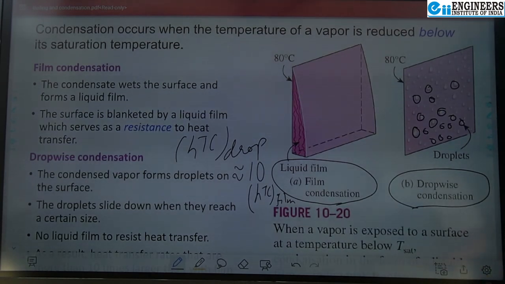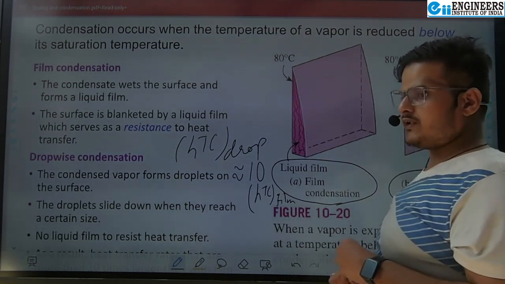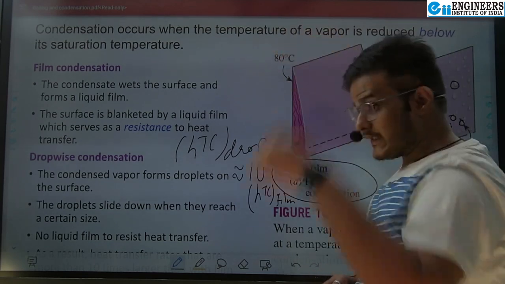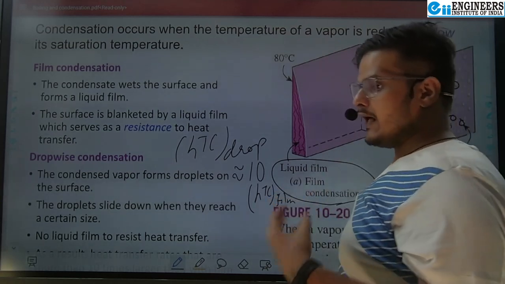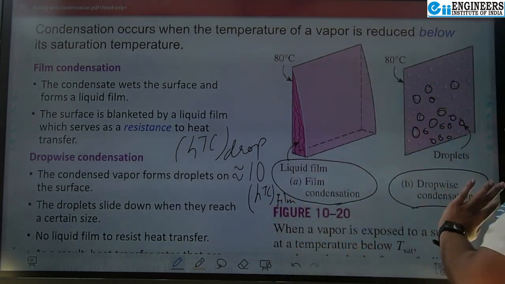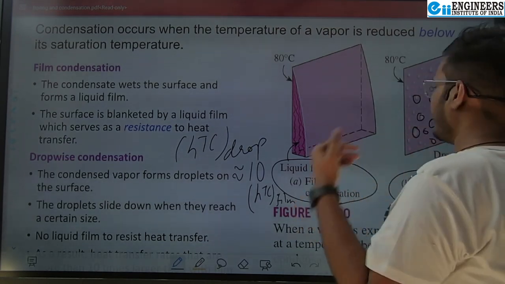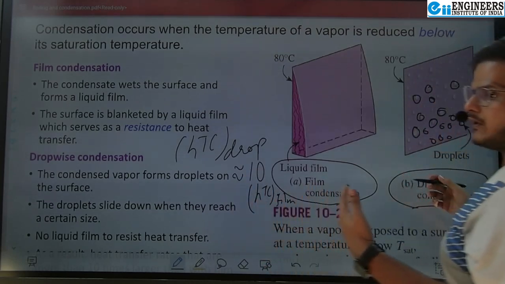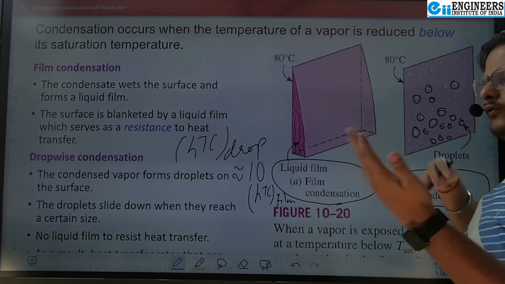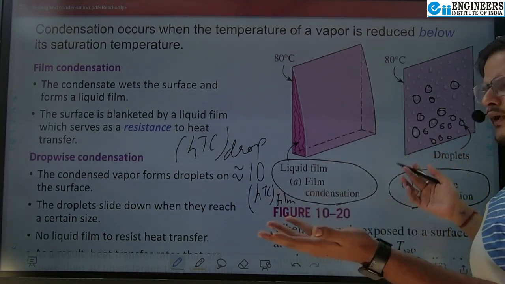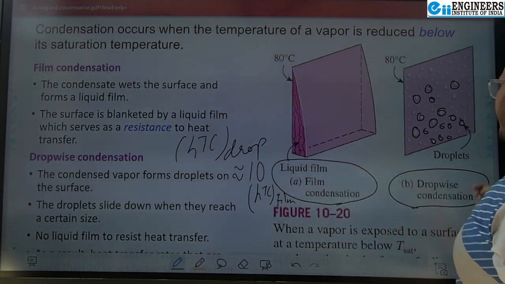Then we will be moving on to droplet-wise condensation. The condensed vapor forms droplets on the surface, and the droplet will slide down when it reaches a sufficient size. Here there is no film to resist the heat transfer, as some area is exposed to the ambient to make the heat transfer process occur nicely, or in a proper manner, as compared to film condensation.